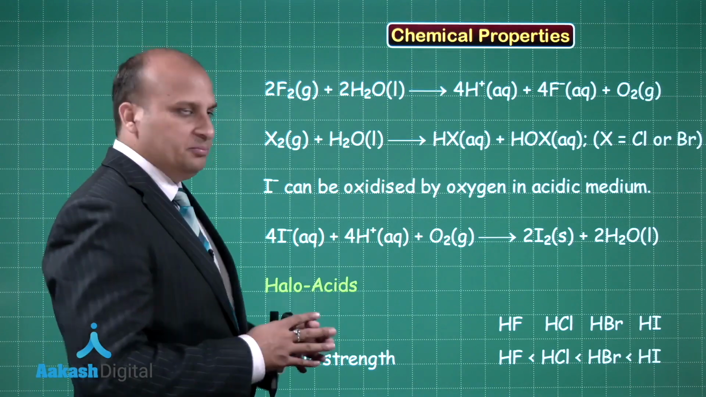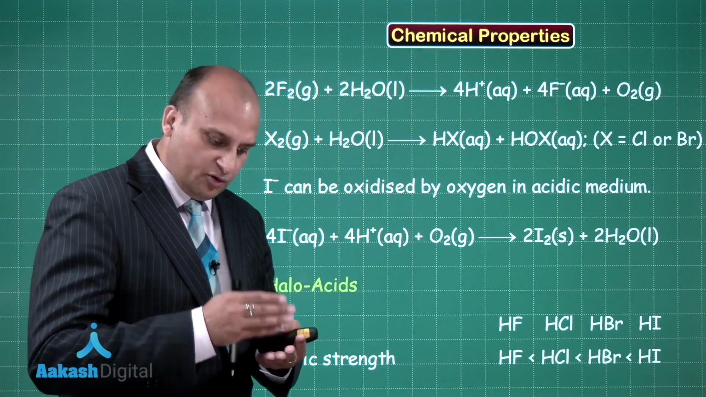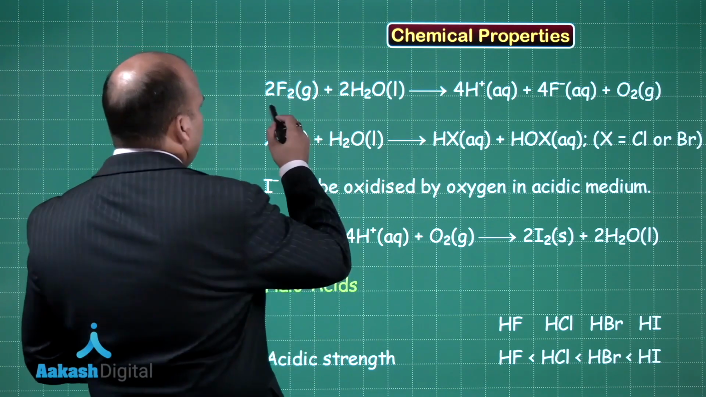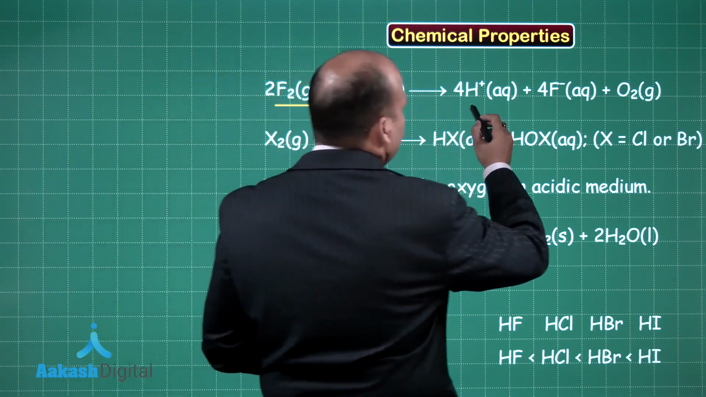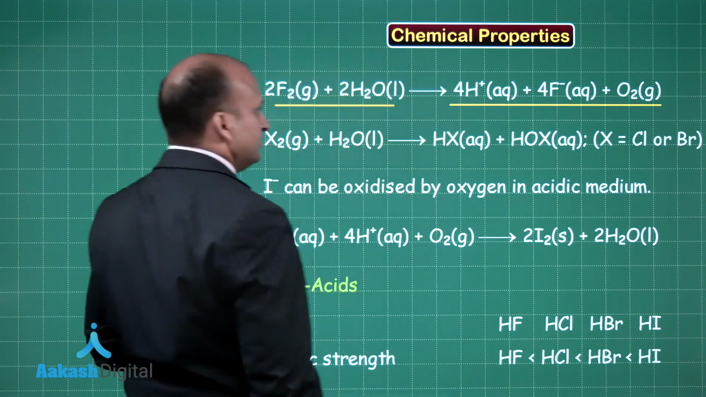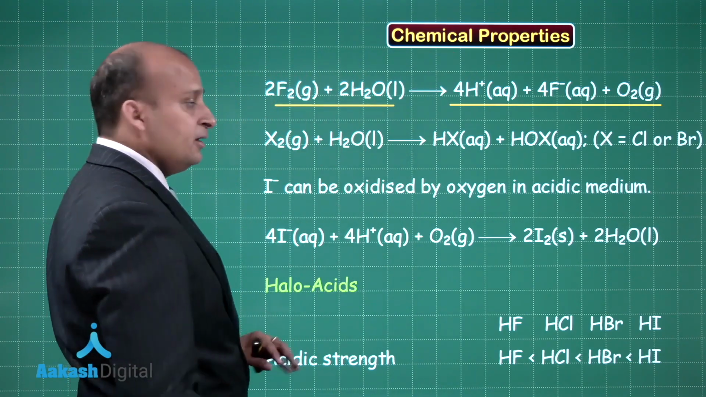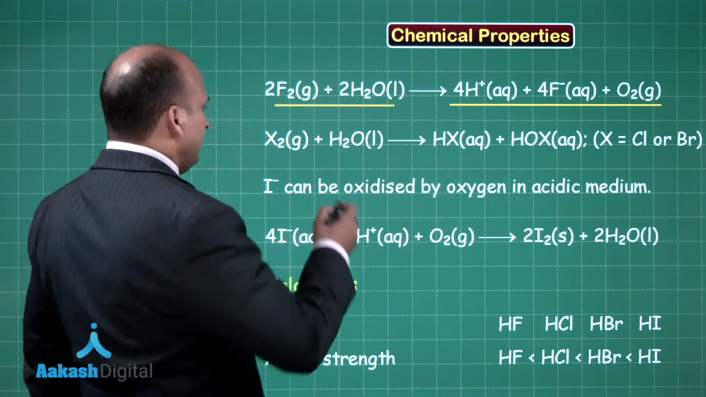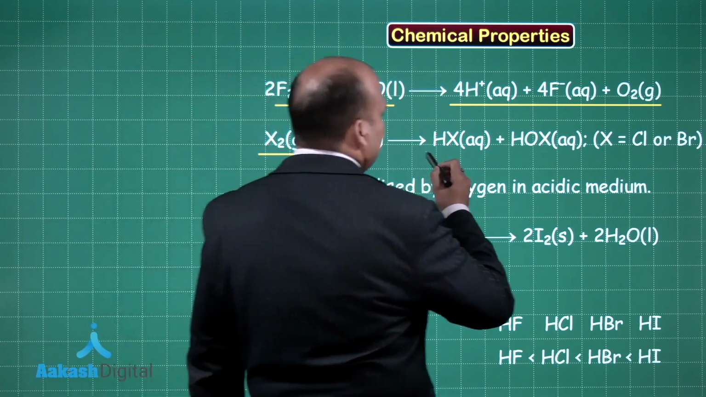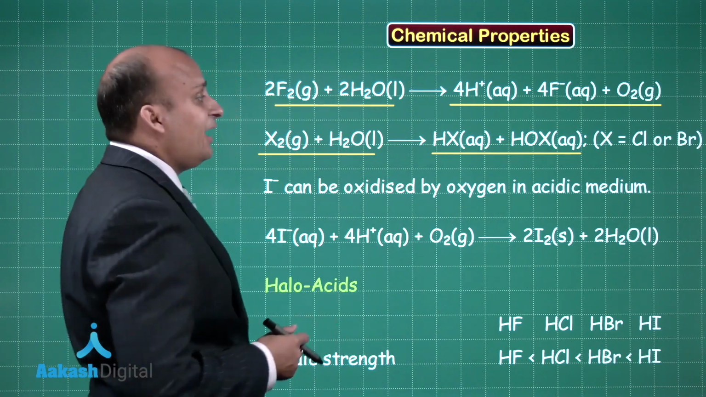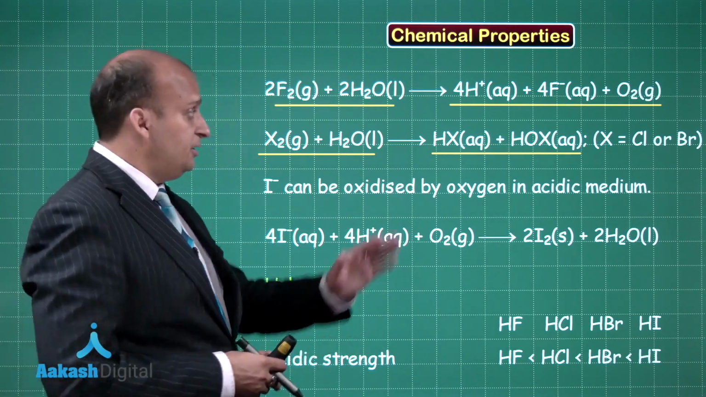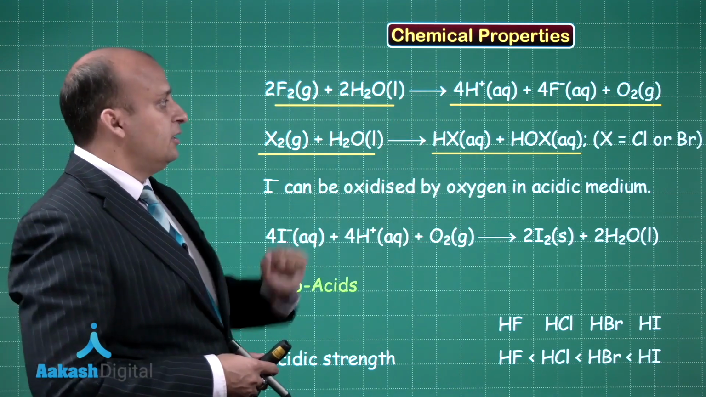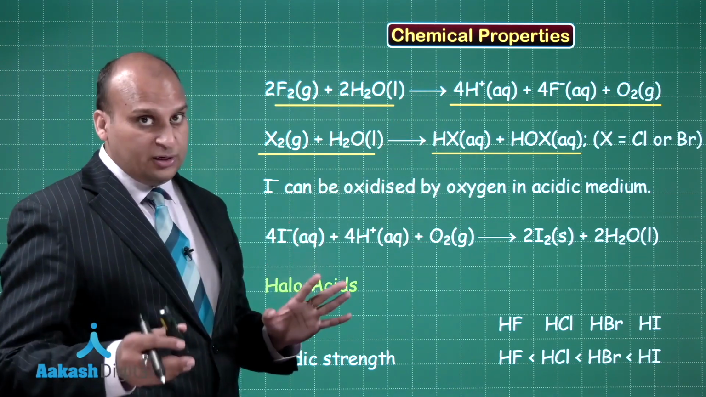Have a look at the chemical properties of all these halogens individually. When you pick up fluorine and react it with water, you will get H plus and F minus ions in solution and oxygen gas will be released. Apart from fluorine, if you take chlorine and bromine and add them to water, you will get HX and HOX, means hydrogen halide and hypohalous acid, right. Here please remember X is only chlorine or bromine.